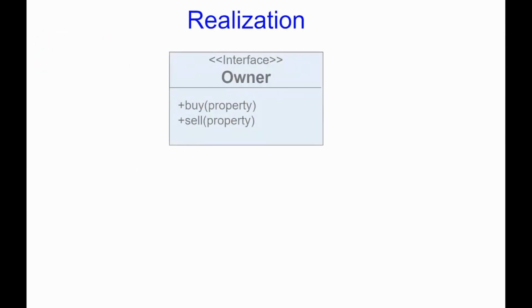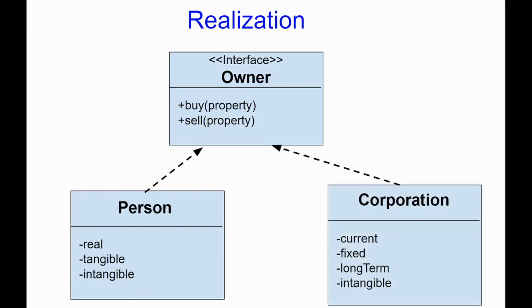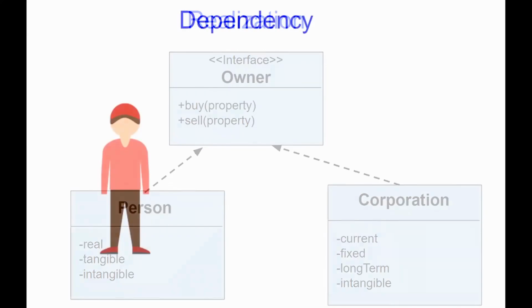Realization. Usually, this refers to the relationships between an interface and objects that implement this interface. For example, the owner interface has methods for buying and selling private property, and the relationships between the owner interface and the person and corporation classes that implement this interface are depicted by a dashed line with an arrowhead pointing at the interface.